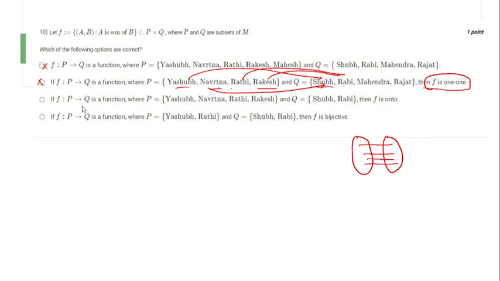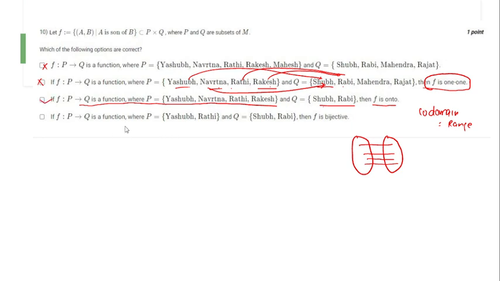The third option says P to Q is a function where P is Ysubh, Navratna, Rathi, Rakesh, and Q is Subh and Ravi, and f is onto. That's correct, because codomain is equal to range. So this option is correct.